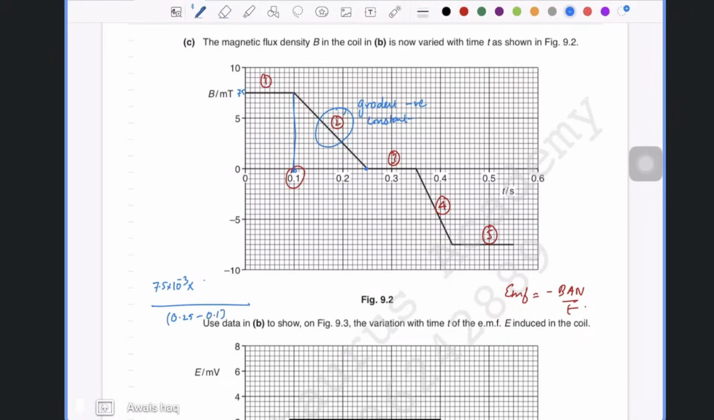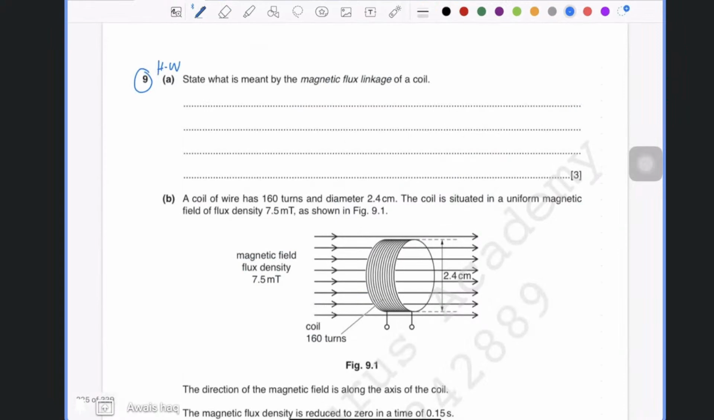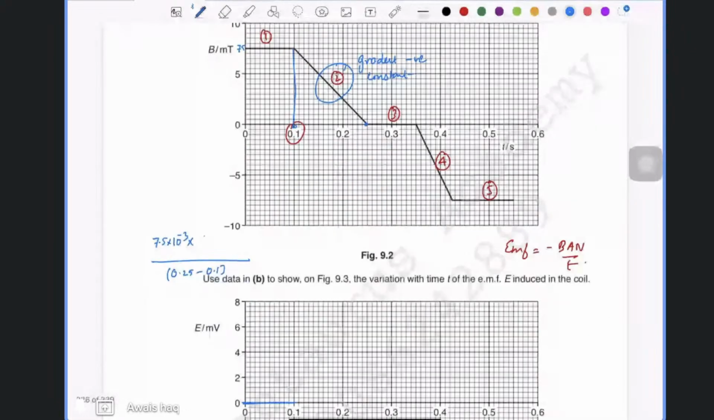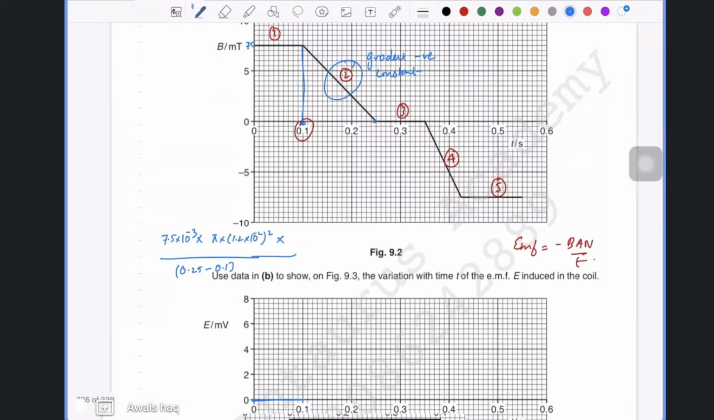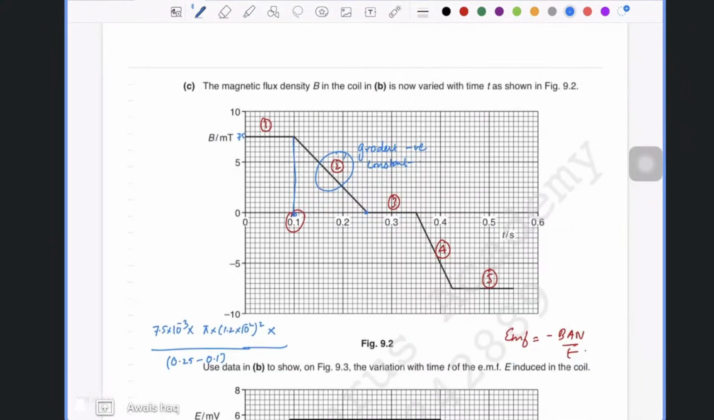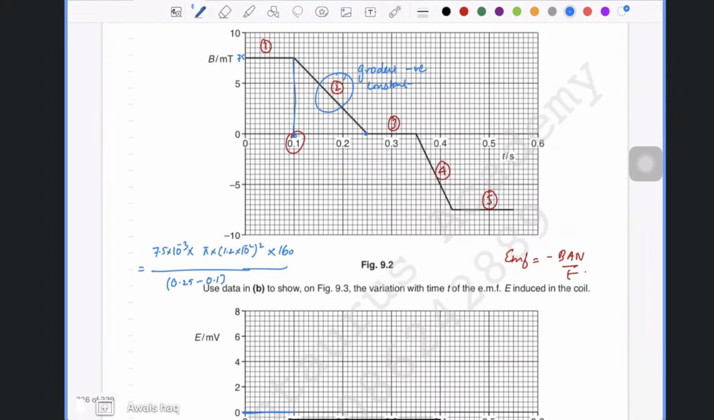So this will be time. I don't know if they've given the area. The diameter is given, and we can just convert it to 1.2 times 10 raised to minus 2, okay? Radius. And say 160 turns. So pi times 1.2 times 10 raised to minus 2, whole squared. And the number of turns was 160. Okay. Can you find the EMF value here, please?